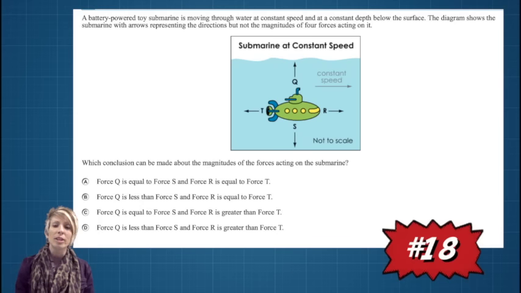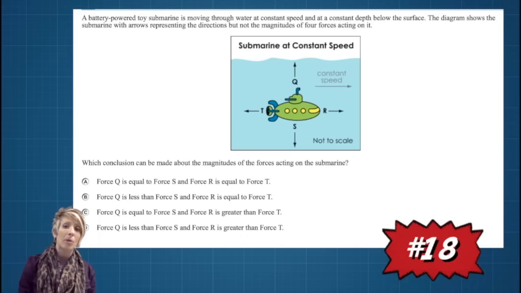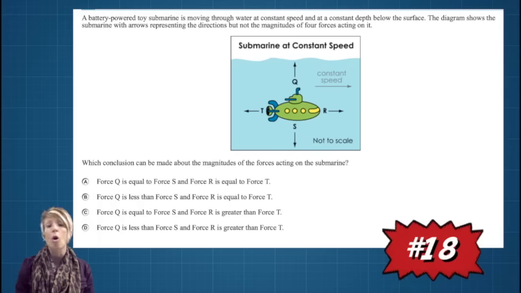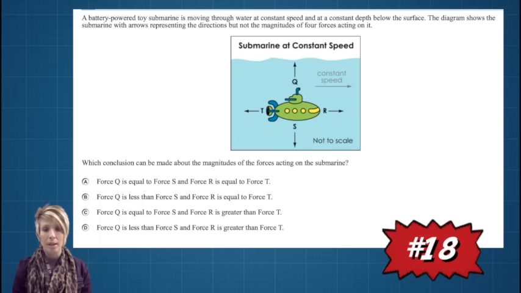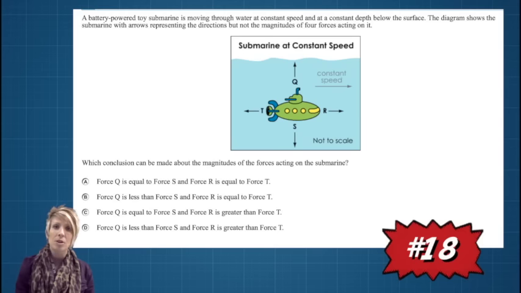So when we look at this diagram here, submarine at constant speed, we see that the Q arrow is pointing up, S pointing down, R is pointing to the right, T is pointing backwards to the left. So let's talk about what these forces are. The Q force holding the submarine up would be the buoyant force, the floating force. The S force acting opposite of that would be gravity. Now the R force, when it's moving forward, would be the thrust, just like on an airplane. But the T force would be drag, which is the friction caused by the water.